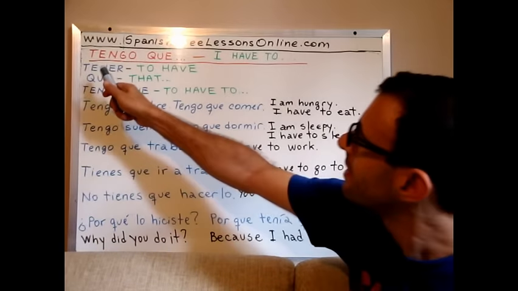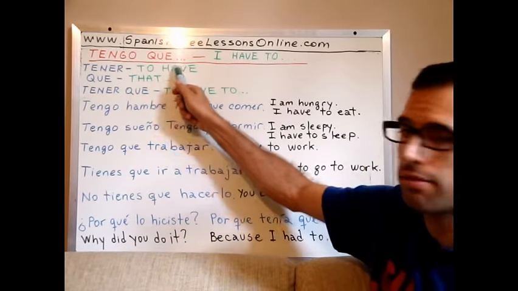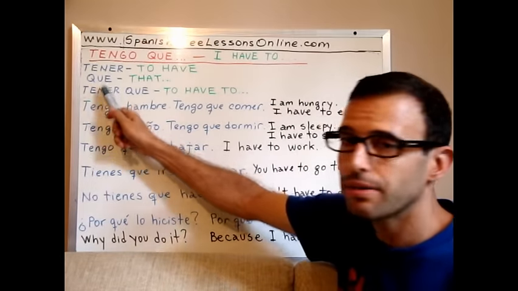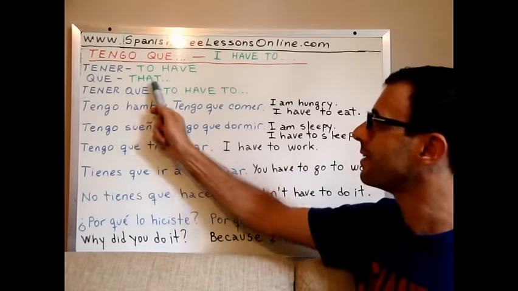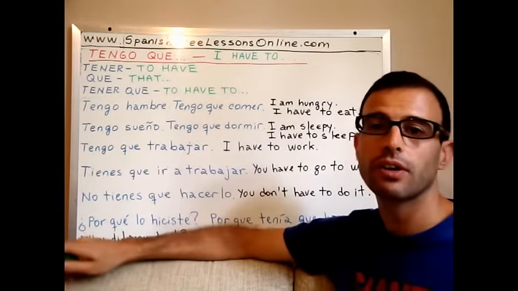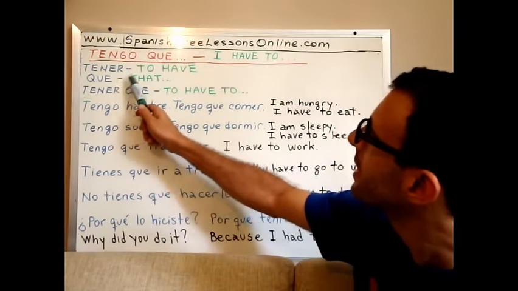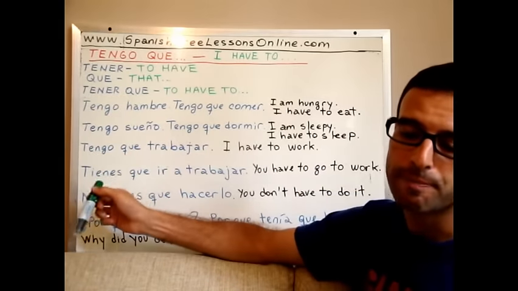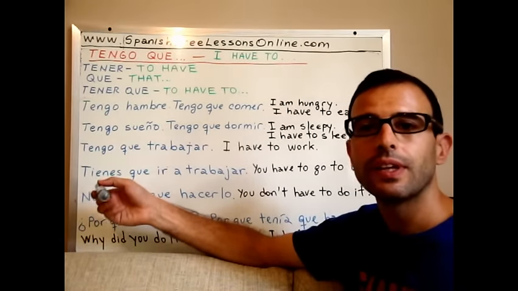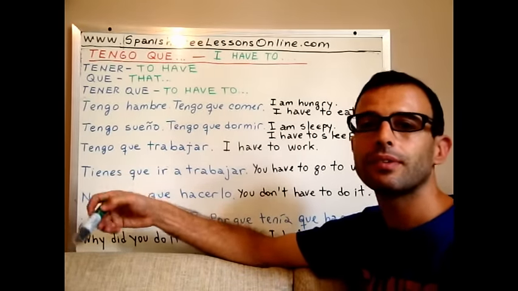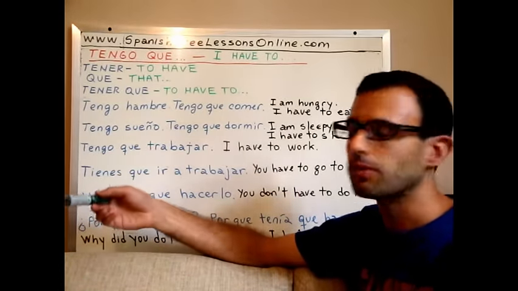So look, tener means to have. The word que means that. So que is a conjunctive word, right? We've seen it many times before. So for example, él dijo que sí. He said that yes, or that something, okay?